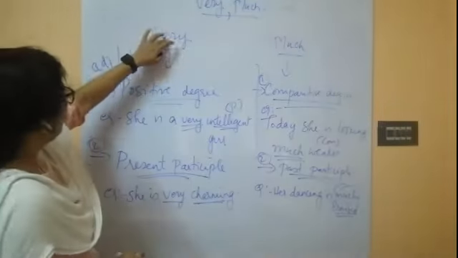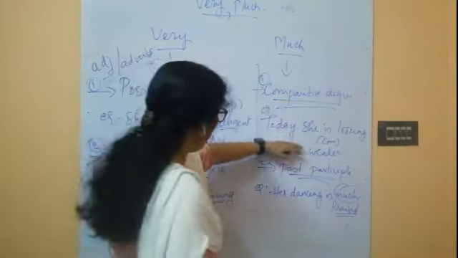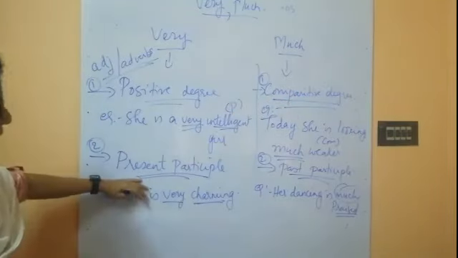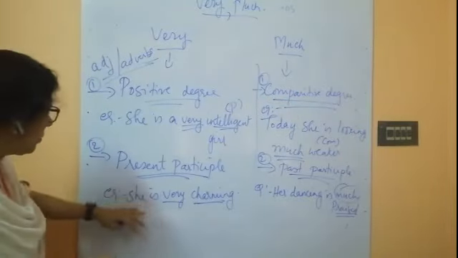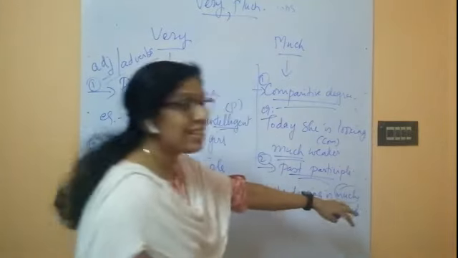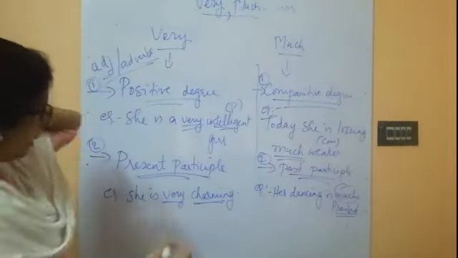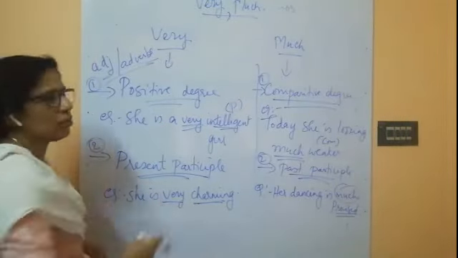So very is used in the positive degree and much is used in the comparative degree. Second, very is used for present participle: she is very charming, and much is used for past participle: her dancing is much praised. We won't say her dancing is very praised. Instead, much praised. And we will say she is very charming, not much charming.